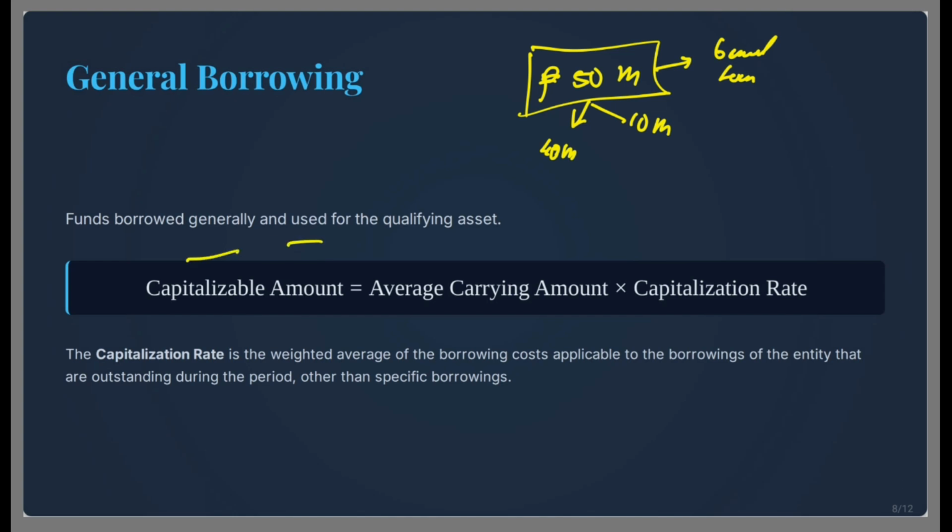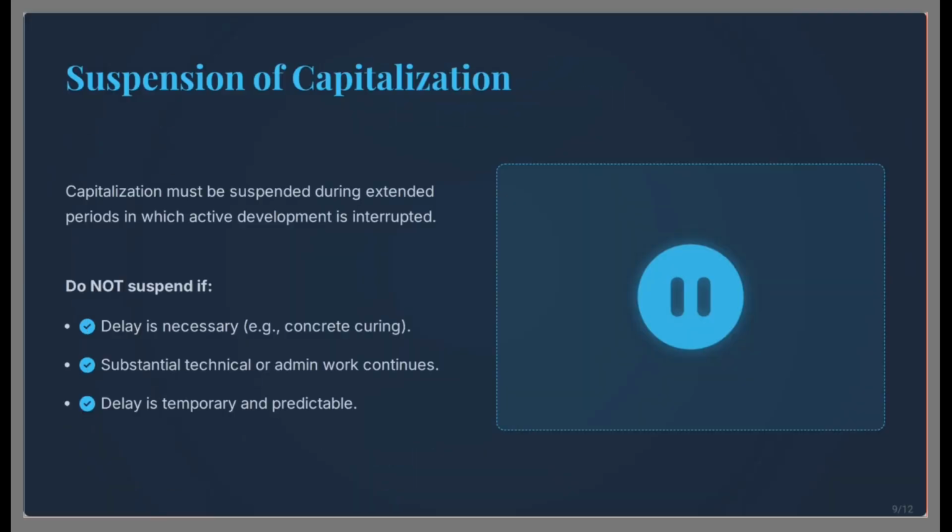In this case, anong nangyayari? Yung average carrying amount multiplied by capitalization rate, yung ginagamit mo na capitalizable amount. The capitalization rate is the weighted average of the borrowing cost applicable to the borrowings of the entity that are outstanding during the period other than specific borrowing. We will see more examples later on, but for now, kailangan i-take note nyo lang yung formula. Okay, concept muna.